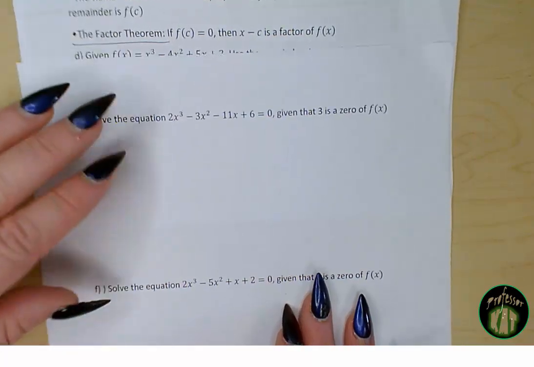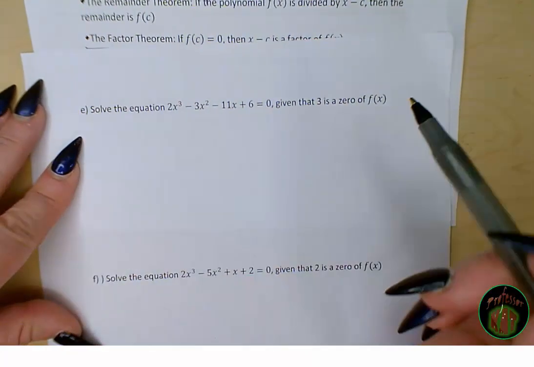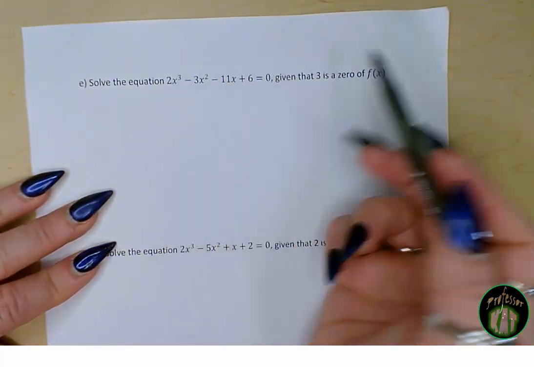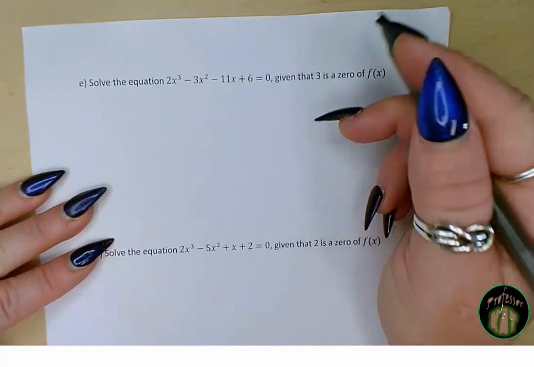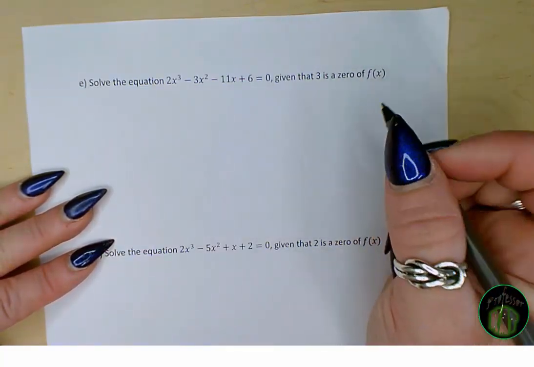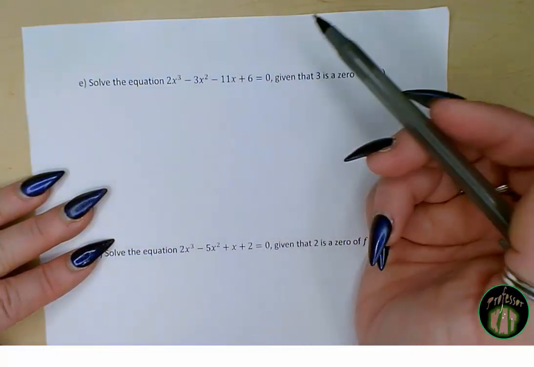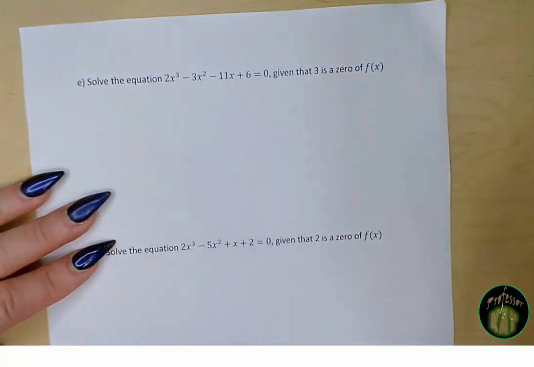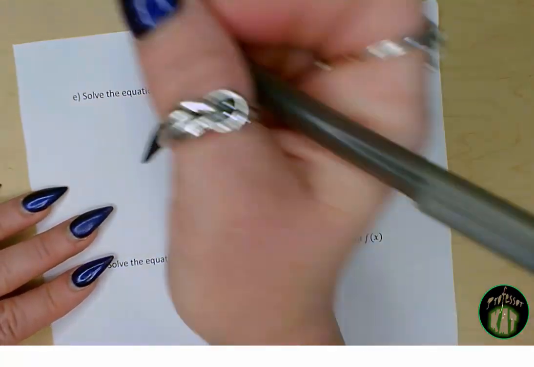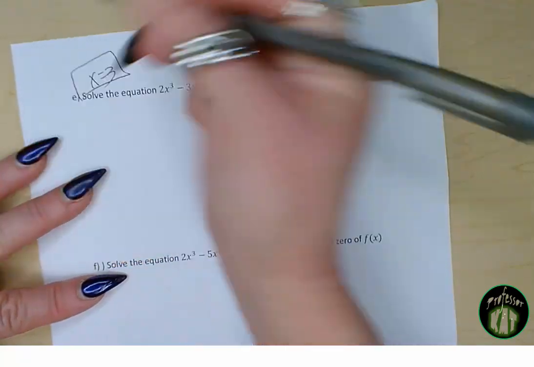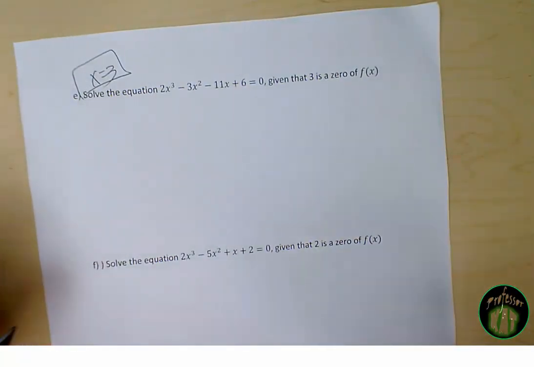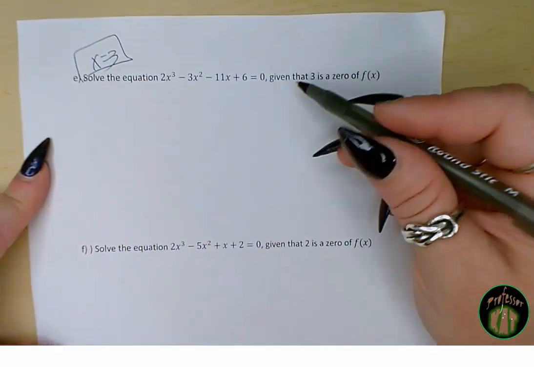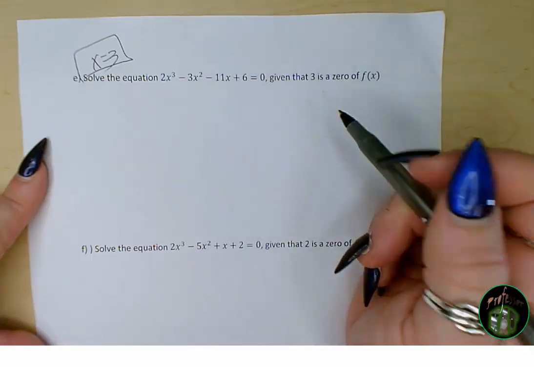We're going to use the factor theorem to solve the following problem, which says, solve the following equation given that 3 is a 0 of f of x. So it wants us to solve this cubic equation. Now, we can't really solve this by factoring or anything like that, but they did tell us that 3 is a solution, so we know x equals 3 is one of our solutions. We can use the factor theorem along with synthetic division to use that value of 3.